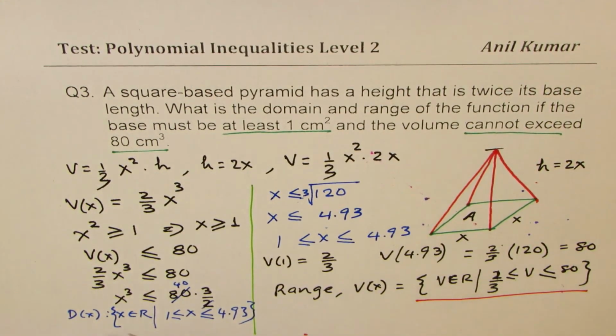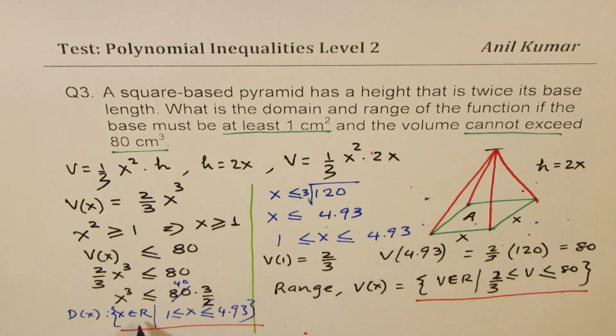In the question, you are actually given one limit of the domain and the other limit of the volume. If you relate these two, you get the limits for both. I hope that makes sense.